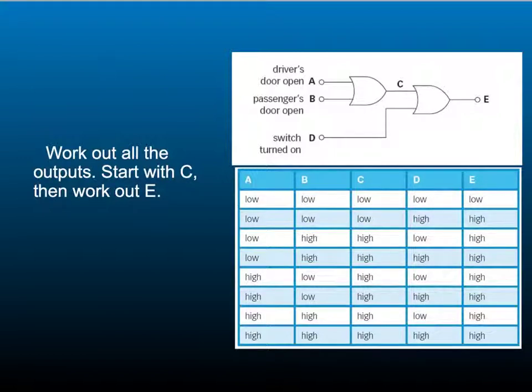Okay, now we've got C, we can start to work out what E is going to be, because C and D are the inputs to E. And again, this is an OR gate. So here we have C and D low, giving us E low. And then in the rest of the situations we have at least one input which is high, so all these ones are high as well.